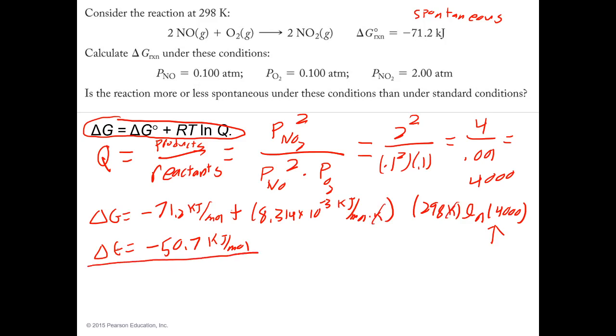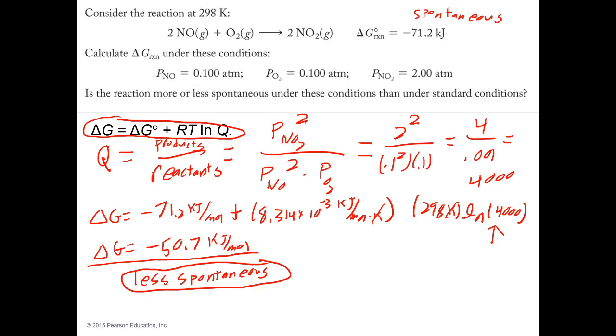Now you'll notice this actually isn't finishing the question yet. The question asks, is it more or less spontaneous? So it is still spontaneous because it is negative, but it is less negative than negative 71.2. Therefore, we are now less spontaneous. So it would still happen, but not as much. It doesn't have to change as much as it would if it were at standard state, which would be 1, 1, and 1. So that looks at how we can use that equation to figure that out.